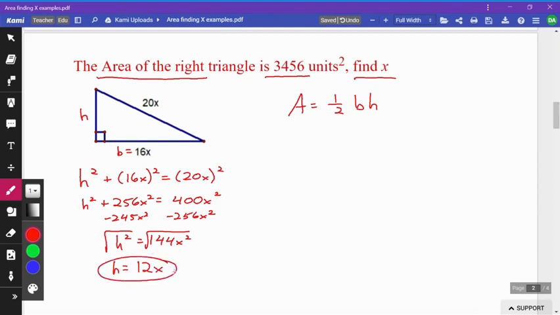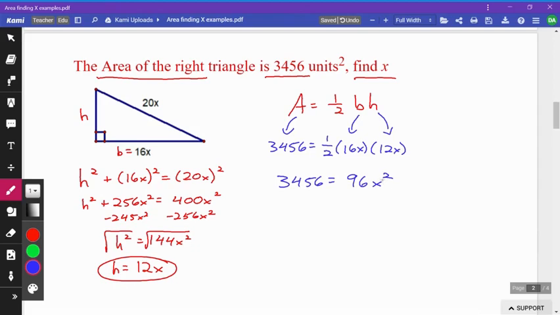So now that helps me find the missing part of the equation so I can plug everything in. So let's start plugging things in. Area is 3,456 equals 1/2. Base we said was 16x, and the height we found from the Pythagorean theorem is going to be 12x. When I multiply all of this out on the right-hand side, I will get 96x squared. Don't forget x squared. X times x is x squared.